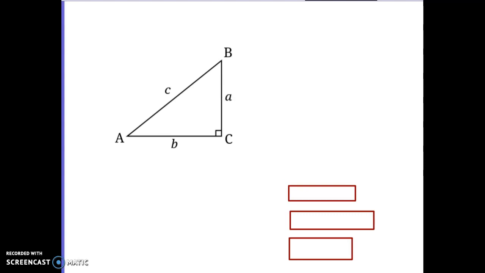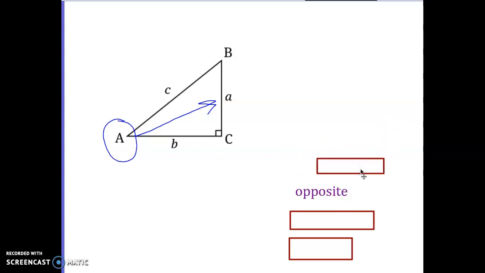What I want you guys to do on your paper, I want you to circle angle A. And then I want you to draw an arrow to the side that is across from angle A. All right, we call that side the opposite side. And I have it written here so that you can spell it. There's the opposite side. Usually when we do that in trigonometry, we just abbreviate it OPP for opposite. So there's the opposite side.